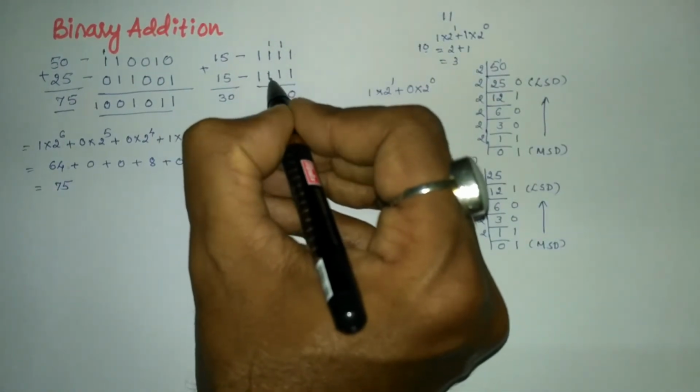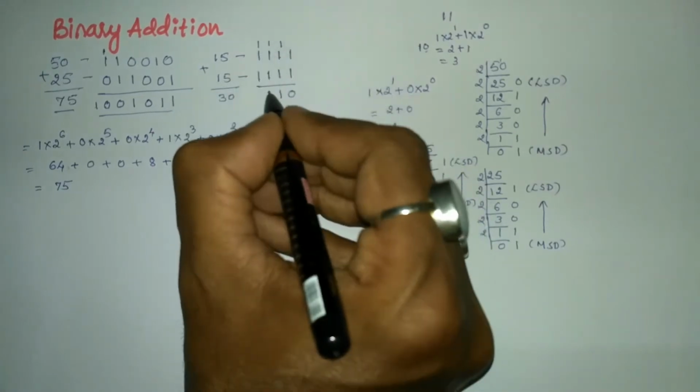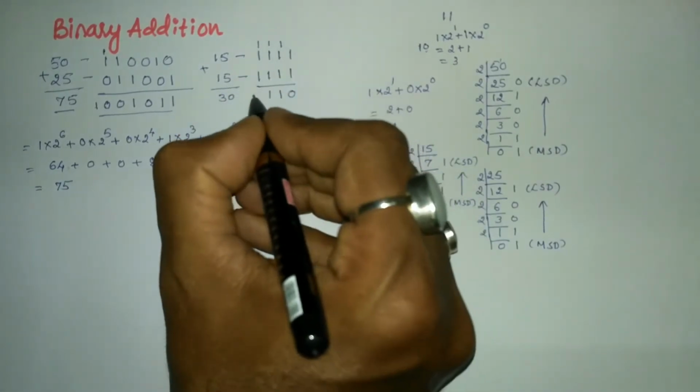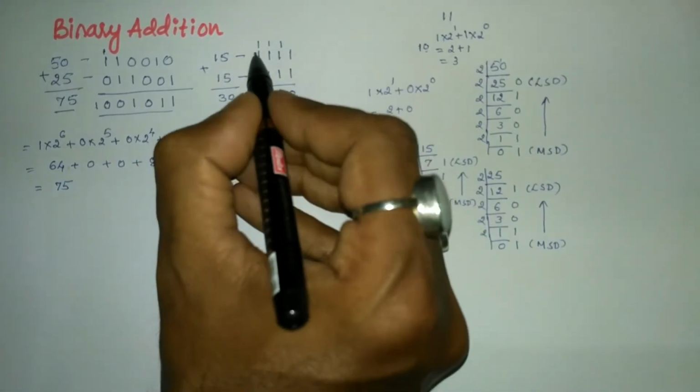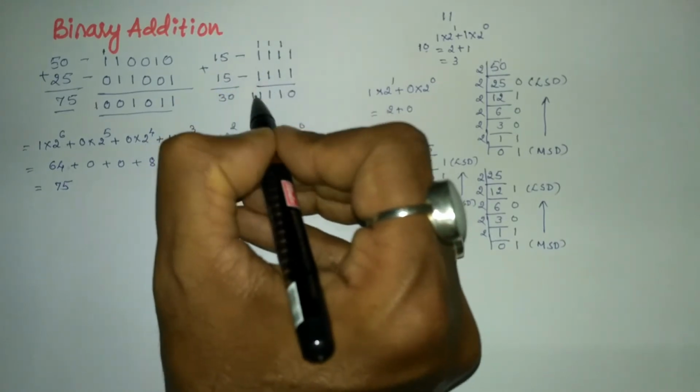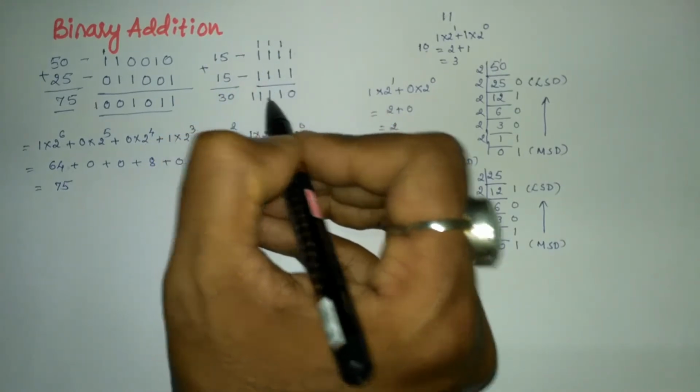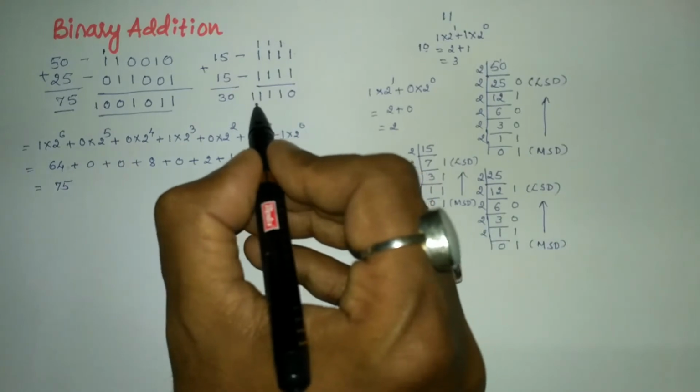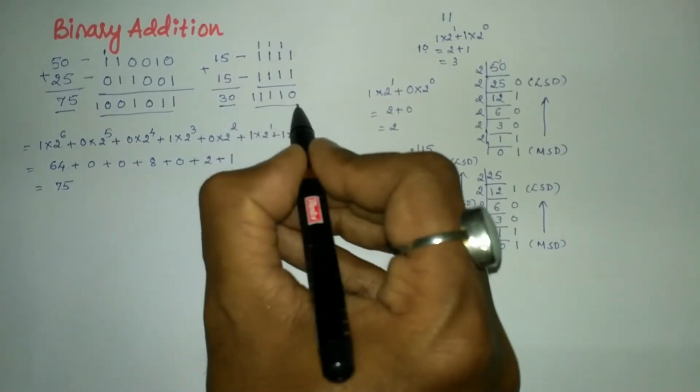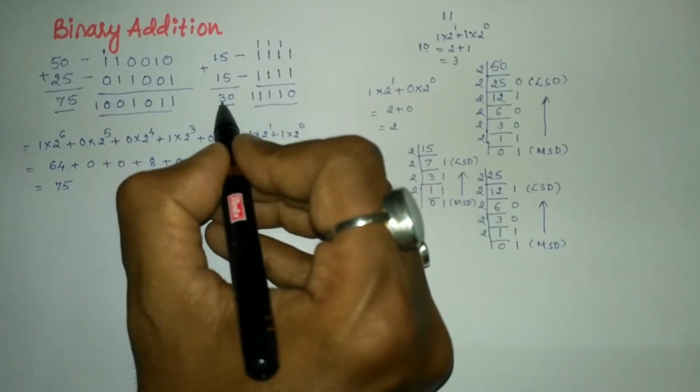Similarly 1 plus 1 plus 1 is 3. 3 can be written as 1, 1. Similarly 3 can be written as 1, 1. Because we don't have a column on the left hand side, we have to write 1, 1 here as the sum. Now let us check whether this binary number is equal to 30 or not.